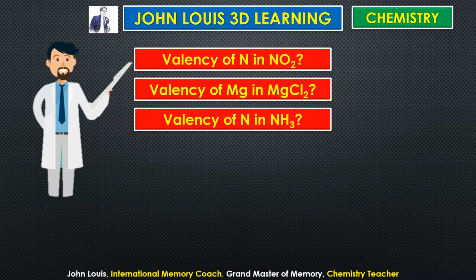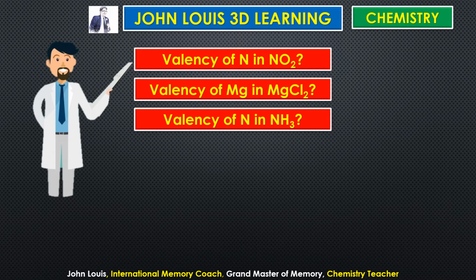Okay, let's start with some questions here. What is the first question? Valency of nitrogen in NO2. And the second question is, what is the valency of magnesium in magnesium chloride, MgCl2? Third question, what is the valency of nitrogen in ammonia? So here the formula is given and we need to find out the valency of nitrogen and magnesium.